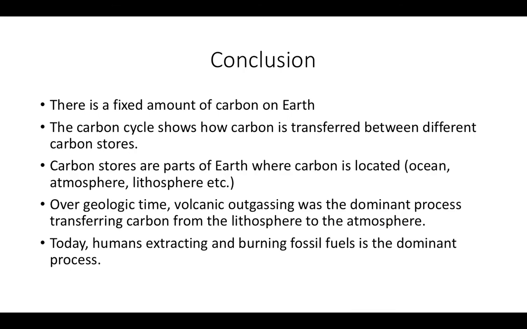Okay, in conclusion, there is a fixed amount of carbon on Earth. And the carbon cycle shows how carbon is transferred between different carbon stores, which are different parts of Earth where carbon is located, like the ocean, atmosphere, or lithosphere. Now, over geologic time, volcanic outgassing has been the dominant process that has been transferring carbon from the lithosphere into the atmosphere. But today, humans are the dominant process, from extracting and burning fossil fuels, transferring that carbon up from the lithosphere into the atmosphere.